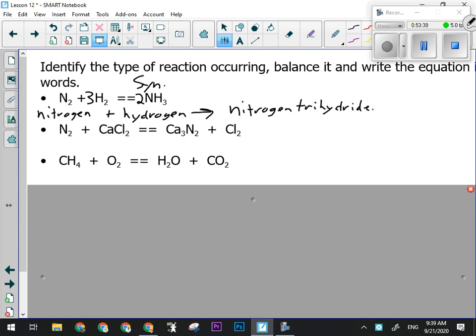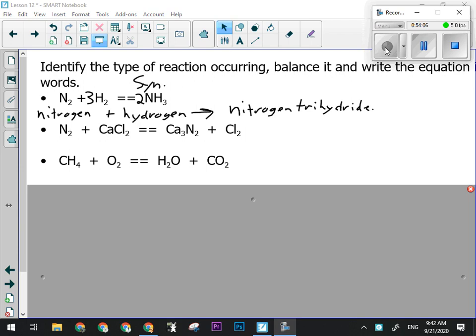Okay, 4 marks. Do you write the 3 and the 2 with the words? No, you don't have to write the coefficients in the word equation. Sorry, that was confusing, I should have said that. You don't have to write the numbers in the word equation, just in the formula equation. Okay, give the other 2 a try here, see how those go. I'll give you a couple minutes and we'll go through those.